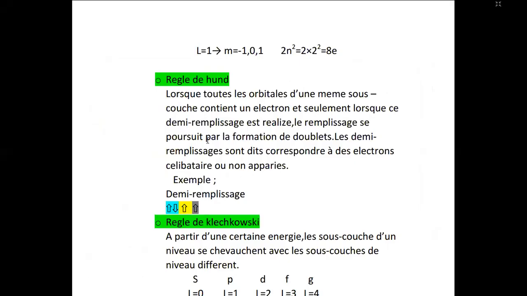So if you see here, les remplissages se produisent par la formation des doublets. Les demi-remplissages correspondent à des électrons célibataires. Célibataire just means single. These are electrons which are single, they don't have partners. First, you do the half-filling with single electrons. That's when you put the opposite ones. That's according to Hund's rule. I don't know, is it clear, or should I repeat?